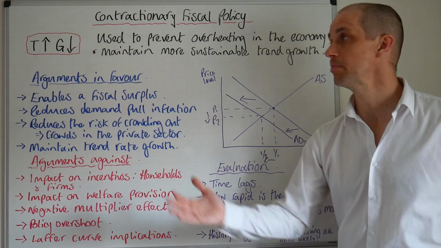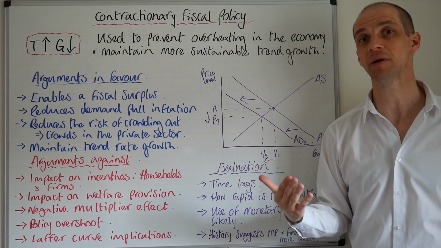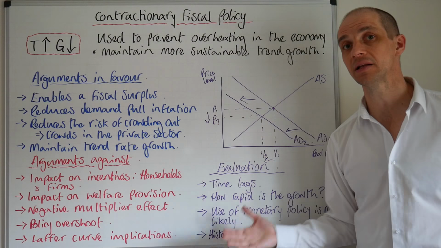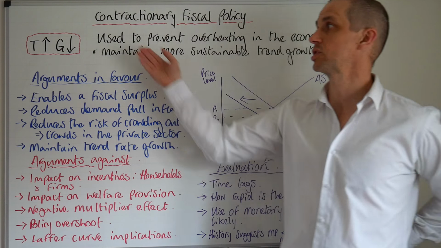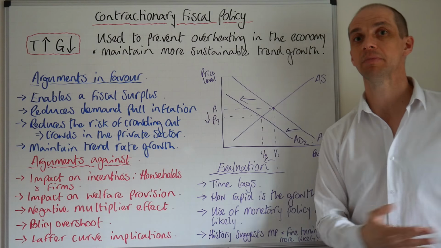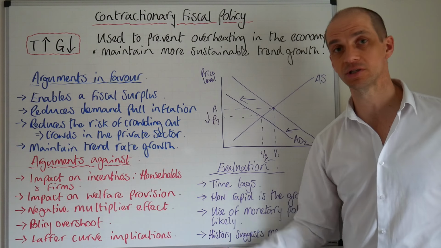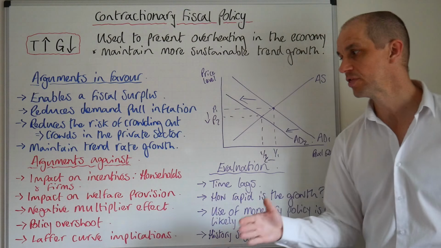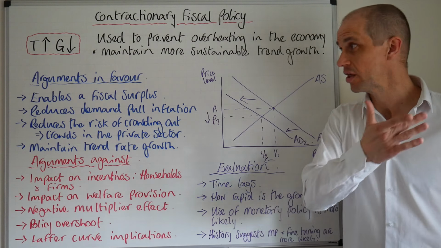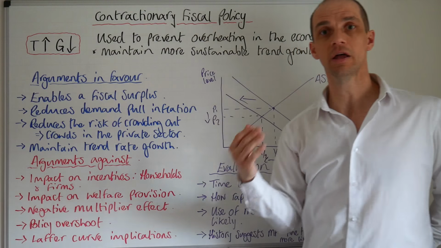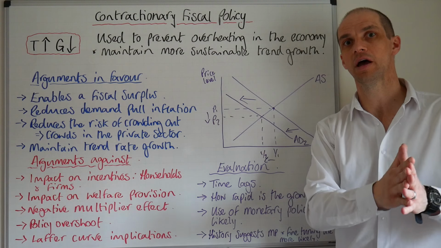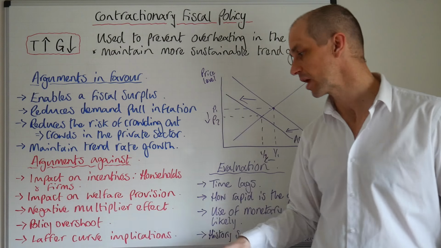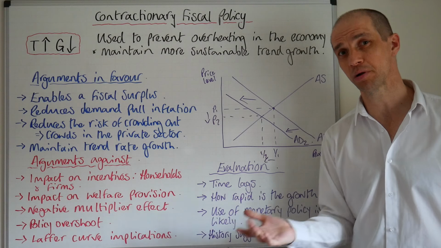You've also got to think about the impact on welfare provision here, because if government expenditure is falling, which areas are going to be cut? There could be a negative multiplier effect as well, because that reduced government expenditure may mean that certain groups in society are no longer benefiting from the money they were previously receiving. Then there's the chance of policy overshoot, that you could go too far with this process, and that could turn us from a positive output gap into a negative output gap. And then, of course, we mentioned those Laffer curve implications there.